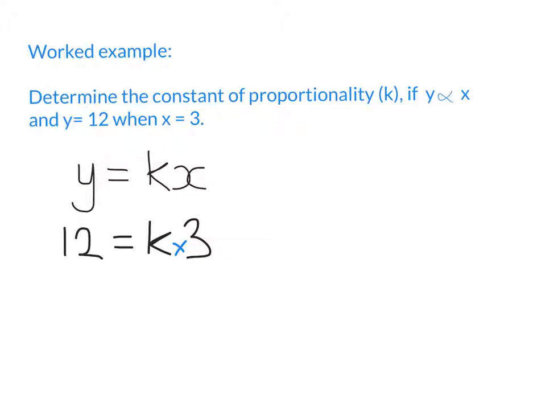So if I want to find out the value of this k, then I've got to do the opposite of k times 3. So I'm going to divide by 3 on this side of the equation. And if I do it to one side, then I'm going to have to do it to the other. If we plug in those numbers, I'm going to have 12 divided by 3, so we're just going to be left with k on its side. So the value of the constant of proportionality k for this example is going to be 4.